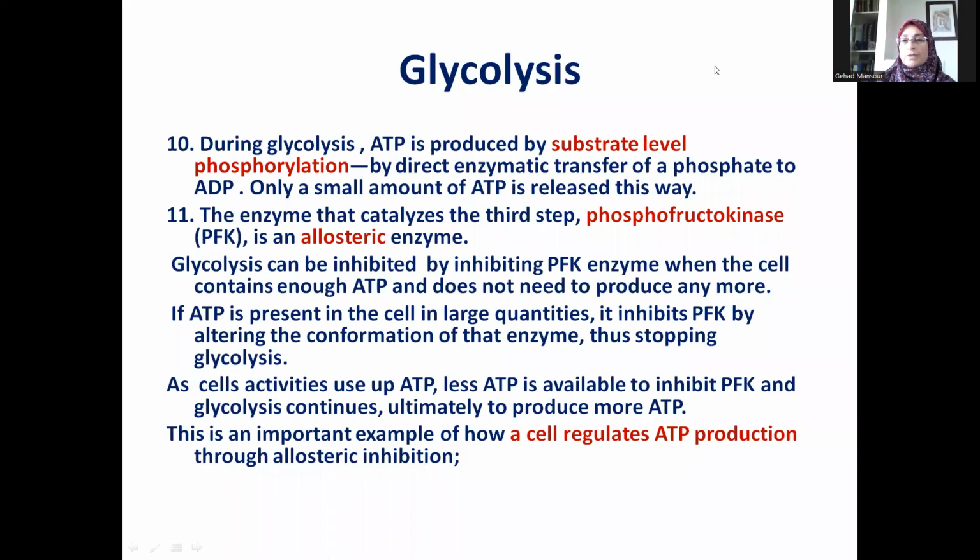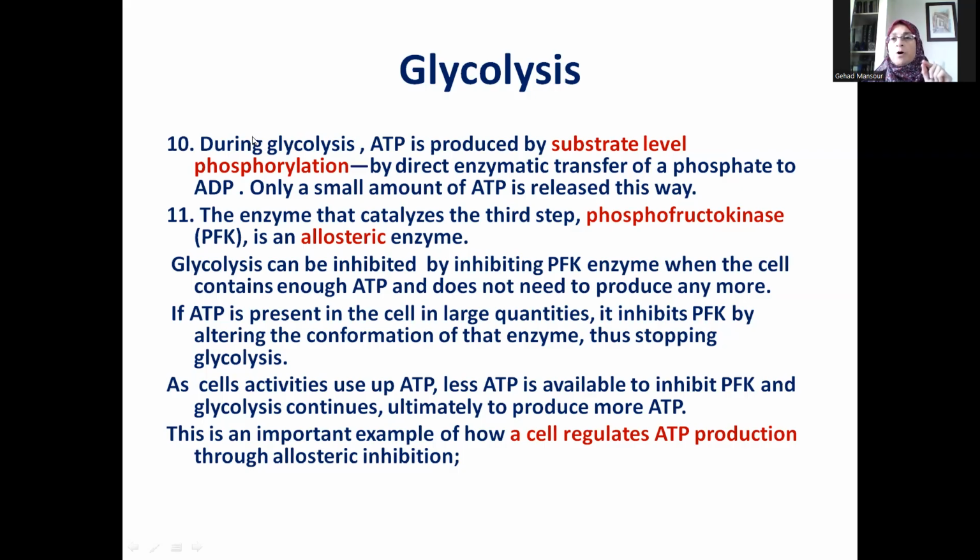Good afternoon. In this session, we are going to continue our discussion of cellular respiration, and we are going to discuss the properties of glycolysis. We have discussed several properties in the previous class, and today we are going to continue discussion of the properties of glycolysis. As we said, the ATP that has been formed in glycolysis is formed by substrate level phosphorylation.